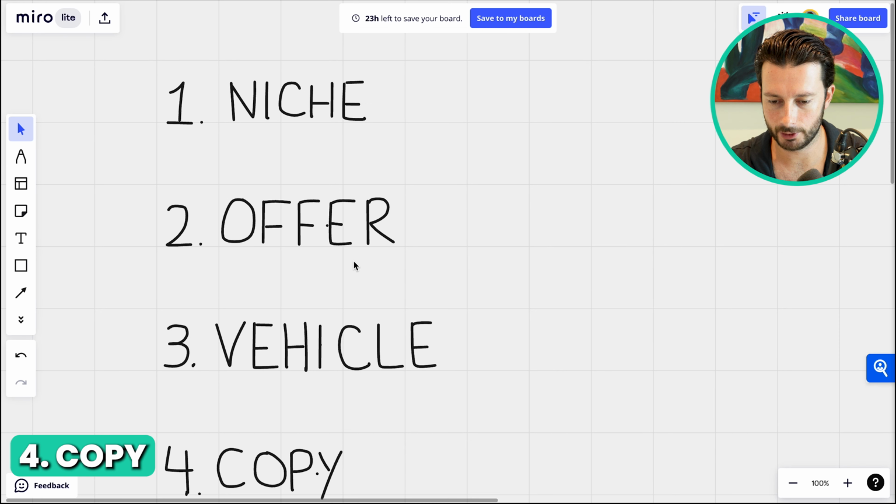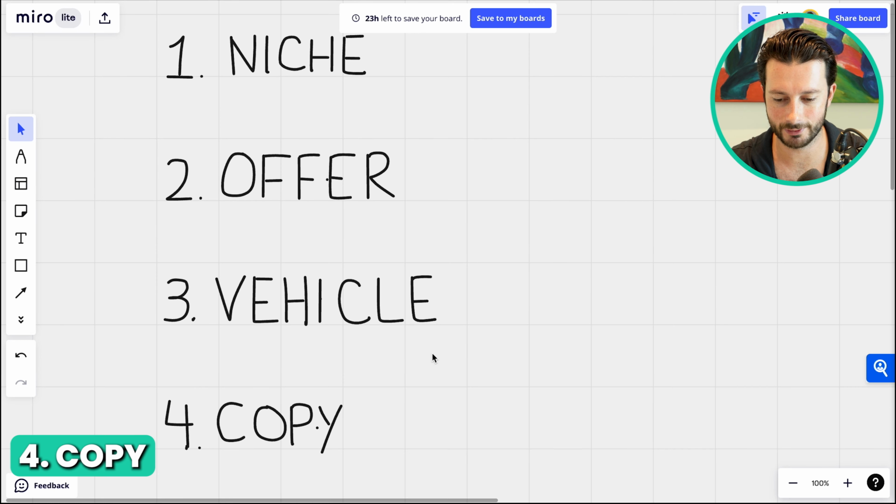So there we have it. Number 1 is the niche. Got to make sure we have a niche. Number 2 is the offer. Number 3 is the vehicle. And number 4 is the copy. So that's how you can get more clients for your cold outreach agency, basically. That's pretty much all I've got to say on the matter at this stage.